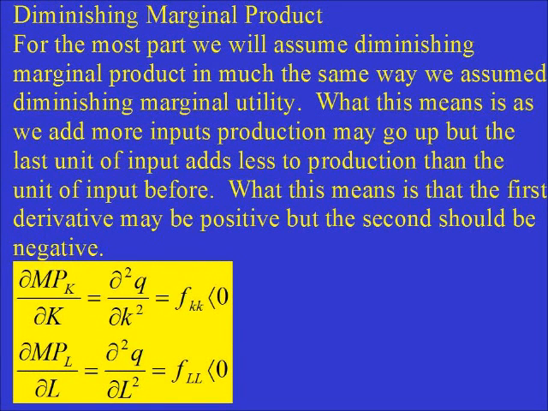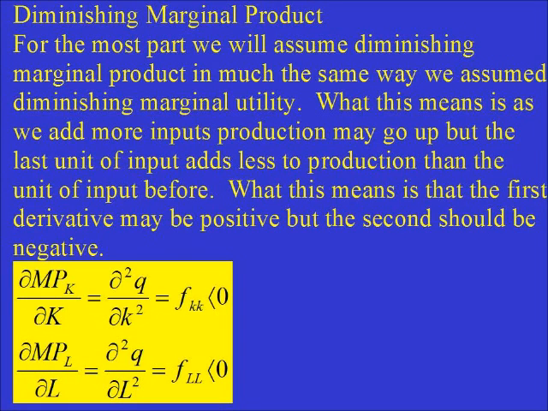Diminishing marginal product. For the most part, we'll assume diminishing marginal product in much the same way we assume diminishing marginal utility. What this means is, as we add more inputs, production may go up, but the last unit of input adds less to production than the unit before it did. What this means is that the first derivative may be positive, but the second derivative should be negative. So if I take the marginal product of capital, I want to take the partial derivative with respect to capital. That gives me the second derivative, and it should be negative.